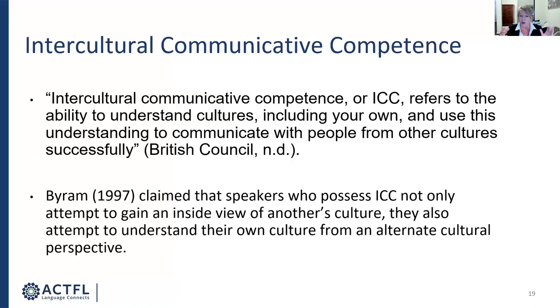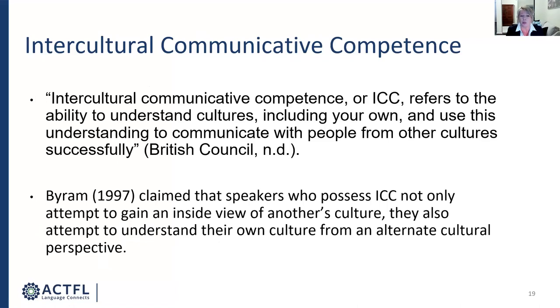So the next part of the presentation, I can't believe we only have 10 minutes left. I want to focus on intercultural communicative competence, or ICC. It's the ability to understand cultures, including your own, and to use this understanding to communicate with people from other cultures successfully. One definition I like is from the British Council, but there's another definition I like even more.